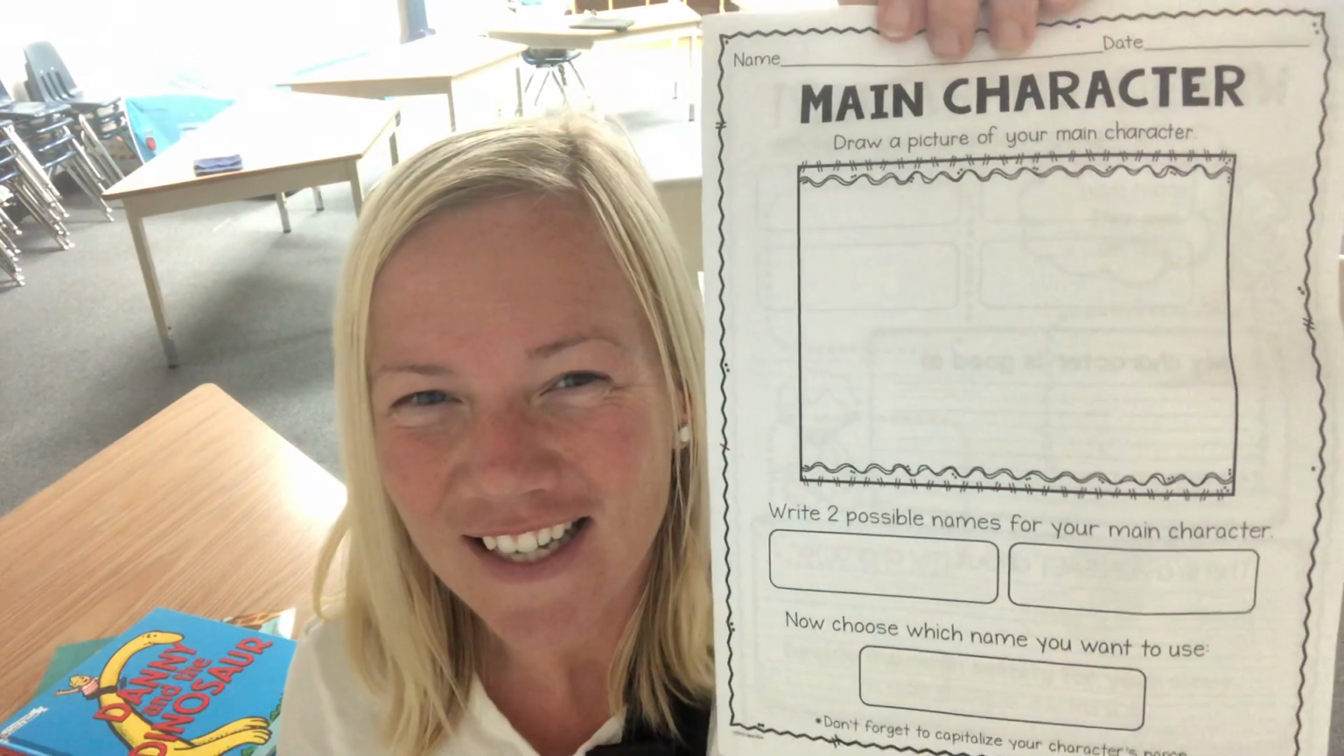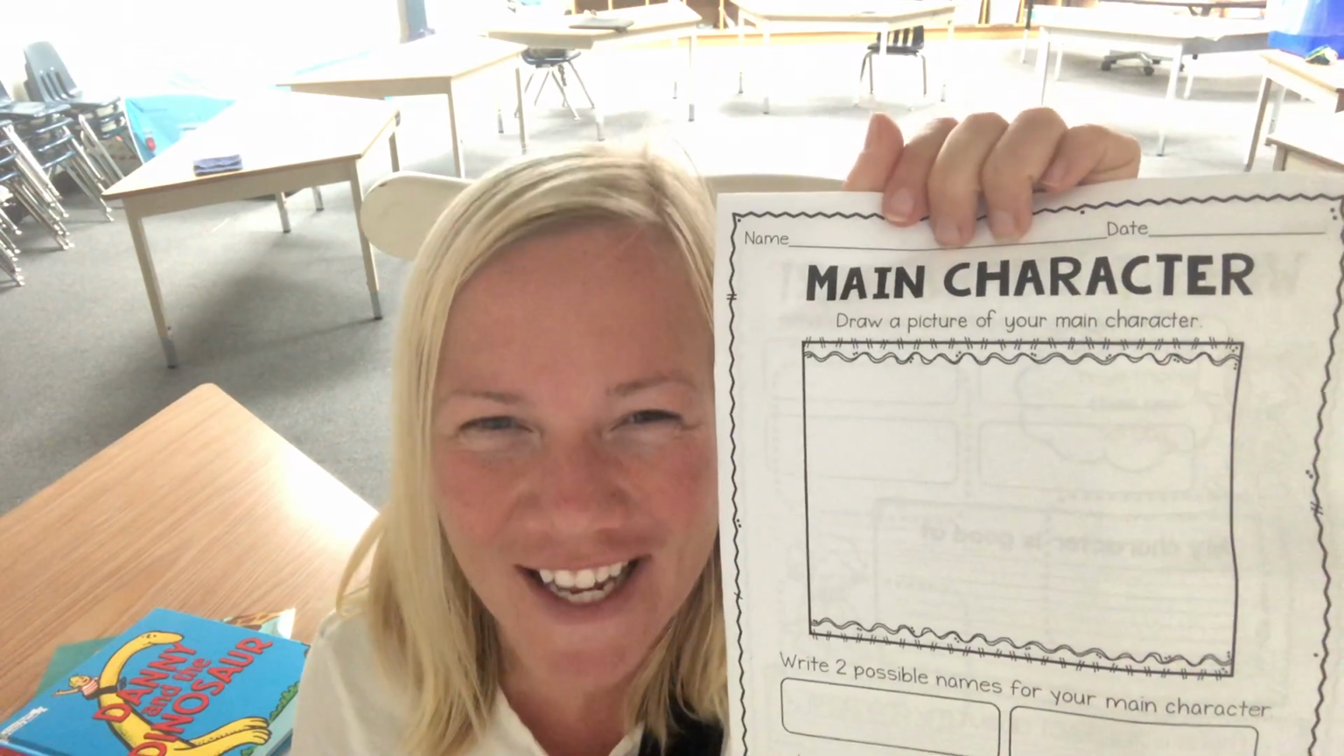You're going to find this booklet. And in that big box over there, it says, draw a picture of your main character. So if you chose a princess, you got to draw a most beautiful princess. What does she look like? Does she have long hair, short hair? What does she like to wear? A dress or something else?